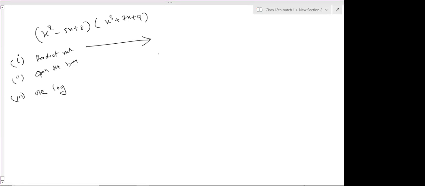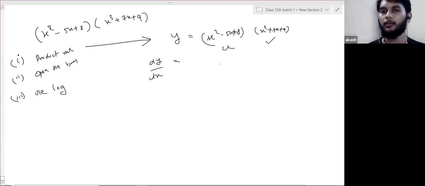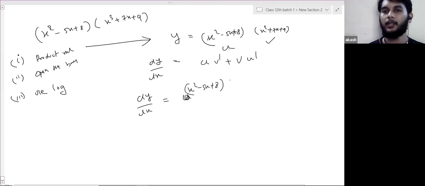Yes. So in the first one, y be this x square minus 5x plus 8, x cube plus 7x plus 9. So let's differentiate, dy by dx. Suppose this is u, this is v. Then you can use product rule. So this will be u v dash plus v u dash. So dy by dx will be equal to u, or x square minus 5x plus 8, into v dash. What will be v dash? This is cube. Yes, 3x square plus 7. Right, Kulsum?